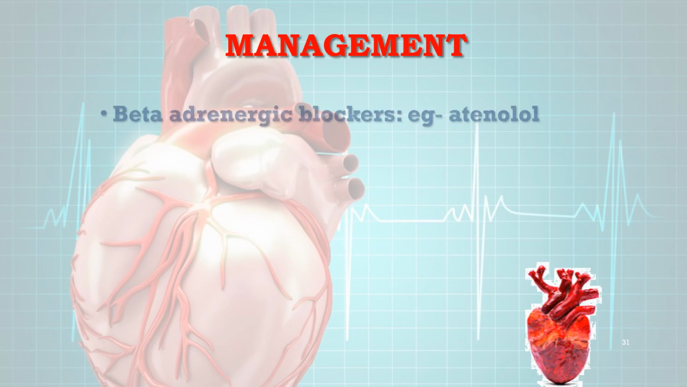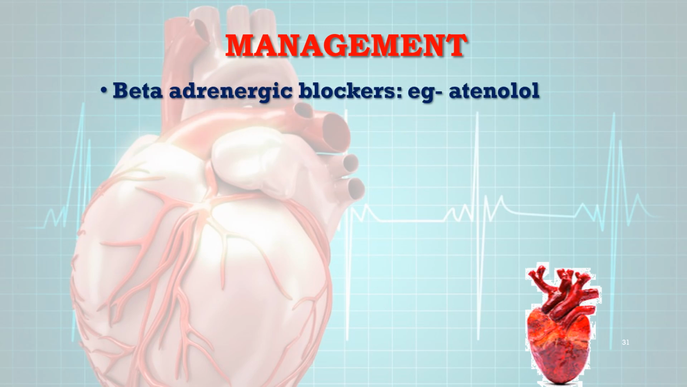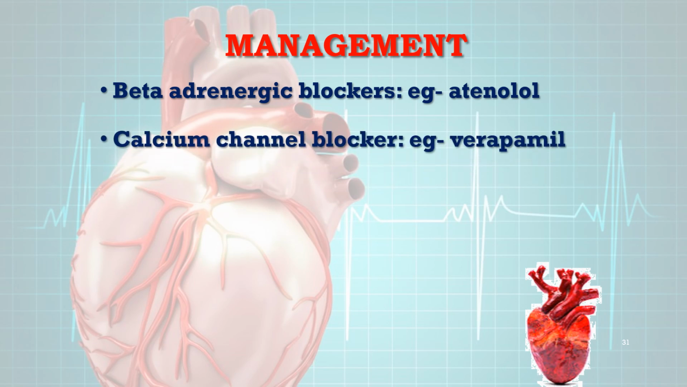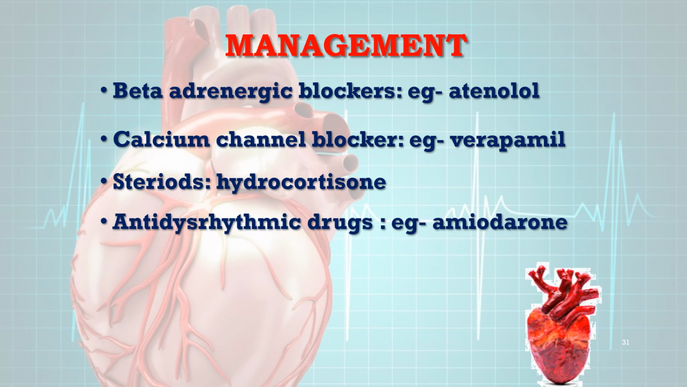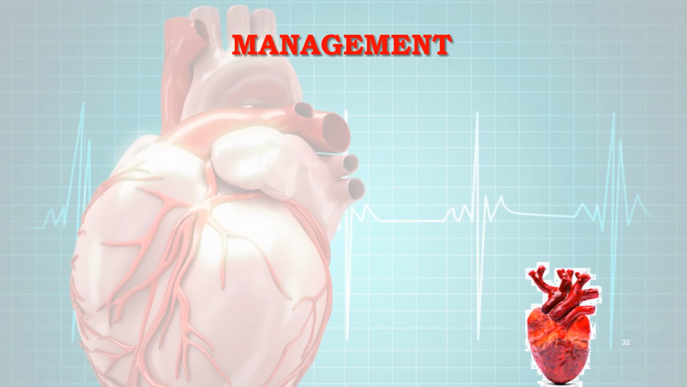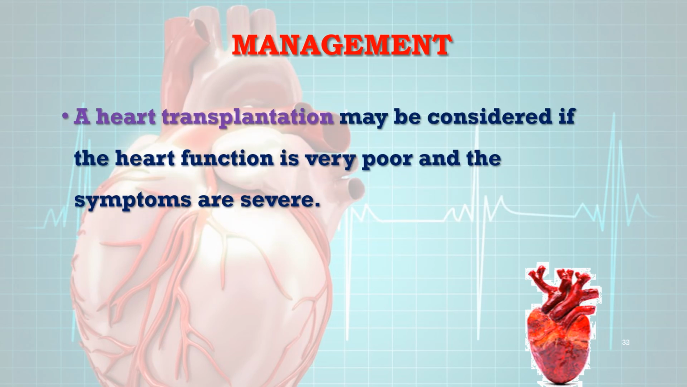Then management for restrictive cardiomyopathy: beta adrenergic blockers, drug of choice is atenolol. Calcium channel blockers, drug of choice verapamil. Then steroids, especially the drug of choice is hydrocortisone. And antiarrhythmic drugs, drug of choice is amiodarone. Then heart transplantation is the surgical correction. That is, in the end stage of the disease, go with heart transplantation.